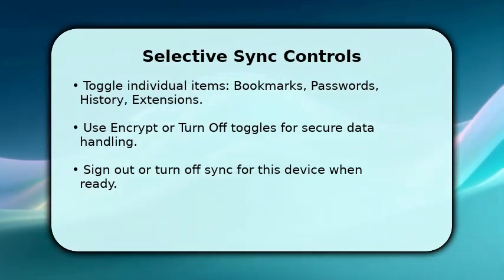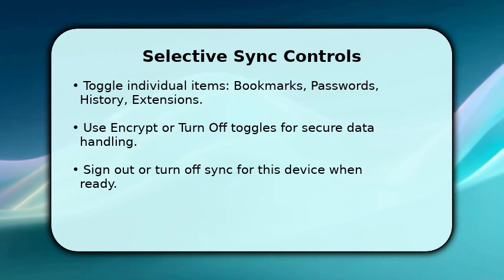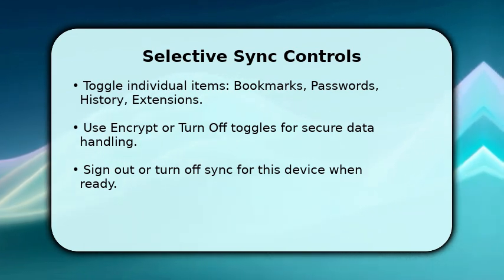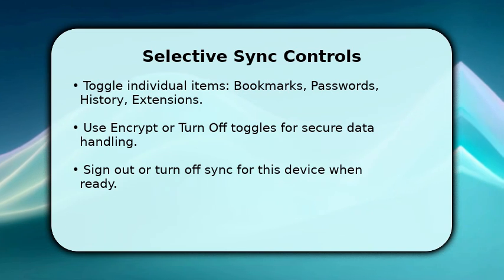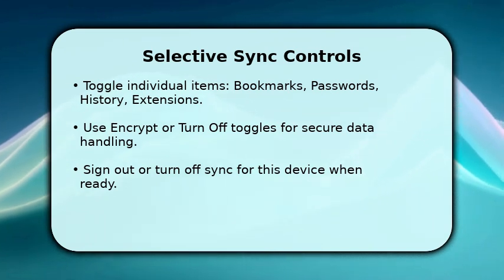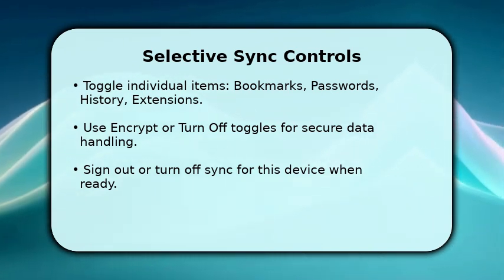Toggle individual items like bookmarks, passwords, history, and extensions depending on what you need. Once done, choose encryption options if available. Encryption secures synced data on Google's servers, so make sure you understand the trade-offs.